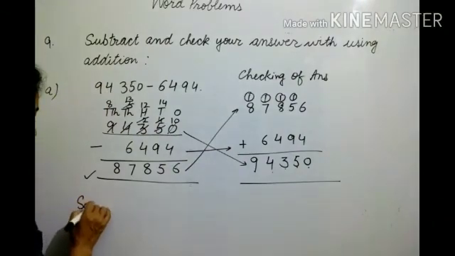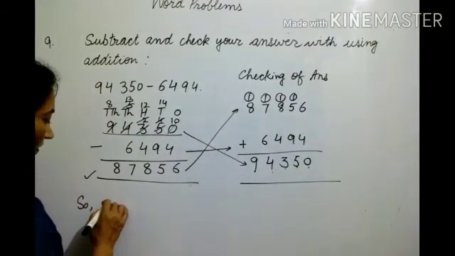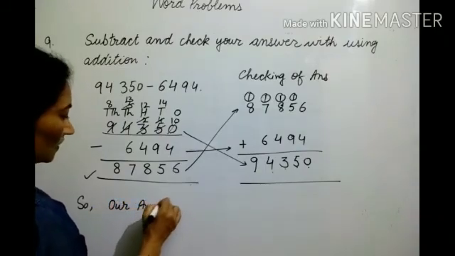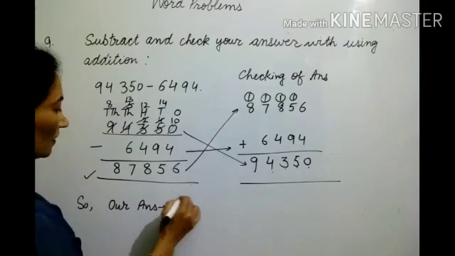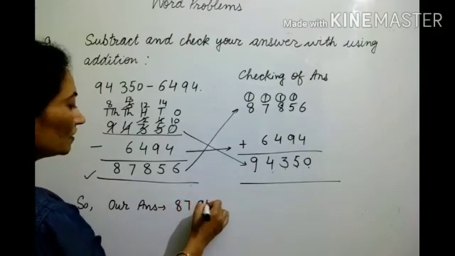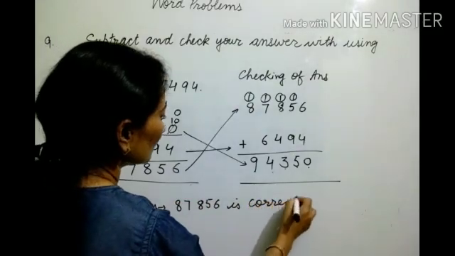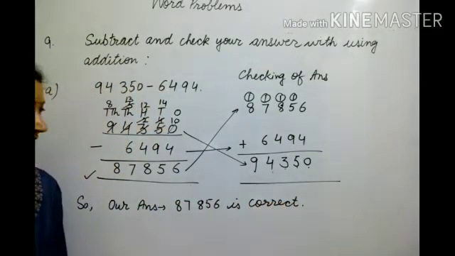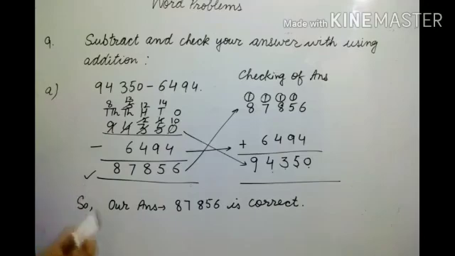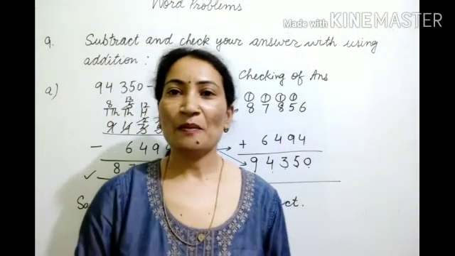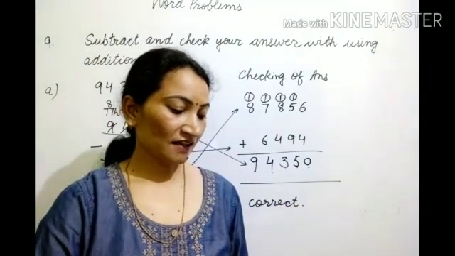So our answer, that is 87,856, is correct. In this way we check subtraction sums by using addition. Hope you understand this exercise.